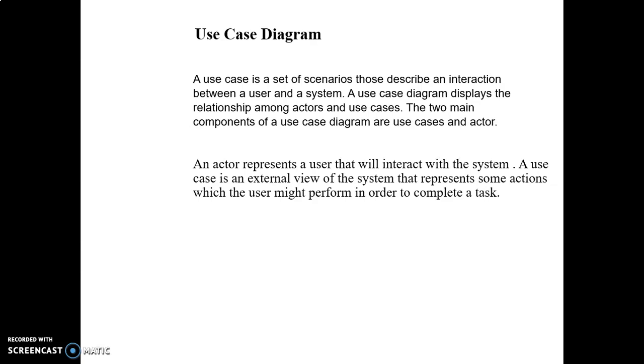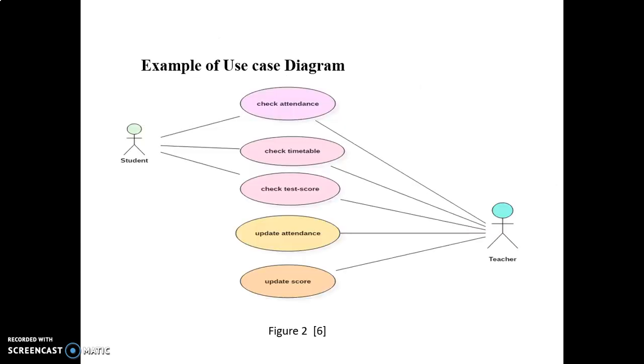Actor means a user. A use case is an external view of the system that represents some action which the actor might perform in order to complete a task, and an actor represents a user. Okay, actor means user here. That's why it is called a use case diagram.